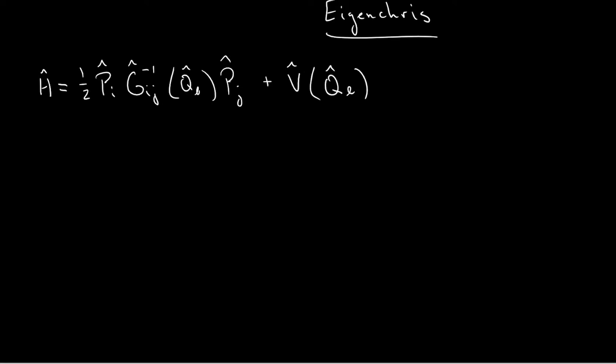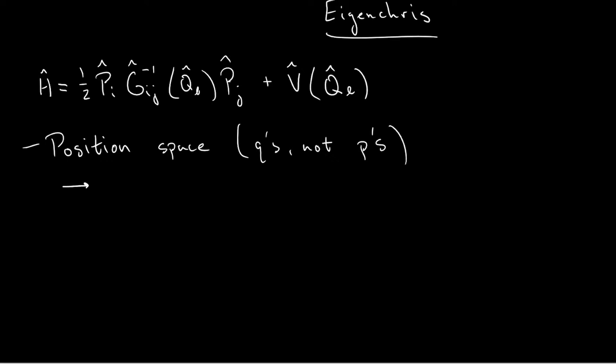So let's specify to some particular forms, and we'll start off by considering everything in position space, which means that we're going to write everything in terms of q's, not p's. More specifically, we'll start off with the simple case of Cartesian coordinates. To stay consistent with what I've been doing in the past, I've always called Cartesian coordinates x, and our more general coordinates q.